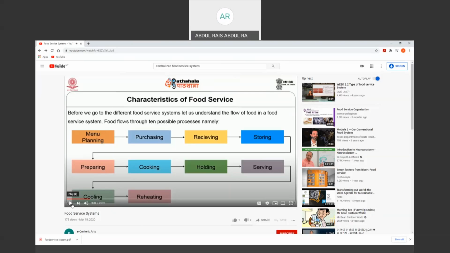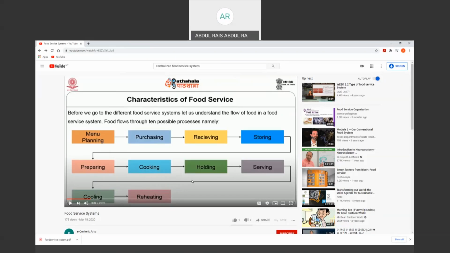Okay, take note apa yang dia kata sini. These are 10 possible processes that a food service system may go through. Maksudnya tak semua akan lalu proses ni. Mungkin satu, the first food service operation, mungkin dia pergi kat cooking, dia tak hold, dia serve terus. Food service kedua mungkin lepas cook dia tak serve immediately, dia cooling dulu, dia reheat, and then the next day baru dia serve.